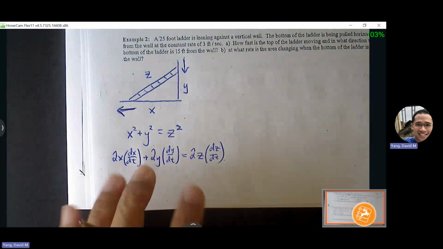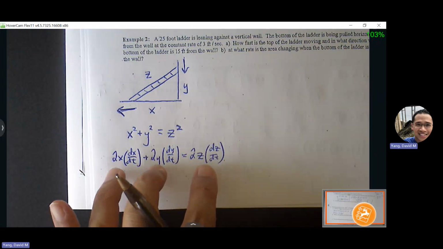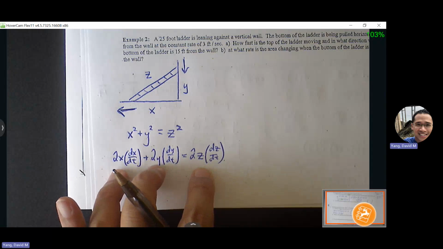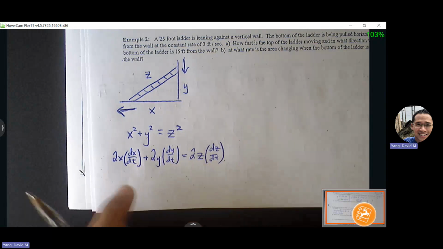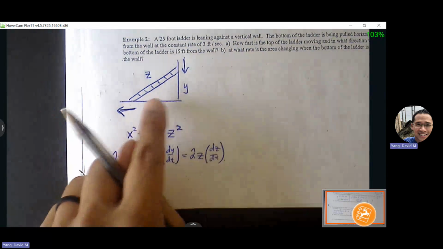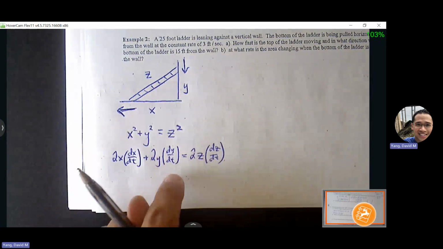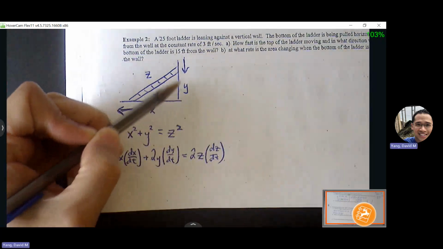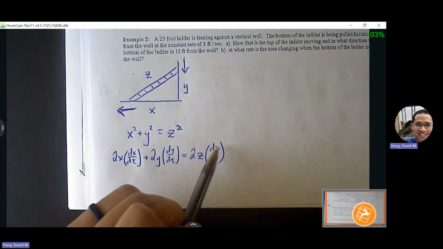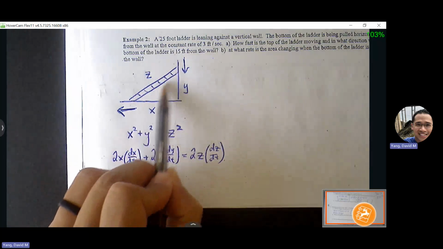So let me talk about what these variables mean. x and y and z mean the length of each of the sides of the triangle at a moment in time. dx/dt means how fast is this length changing. dy/dt, how fast is this length changing? And dz/dt is asking how fast is this length changing.